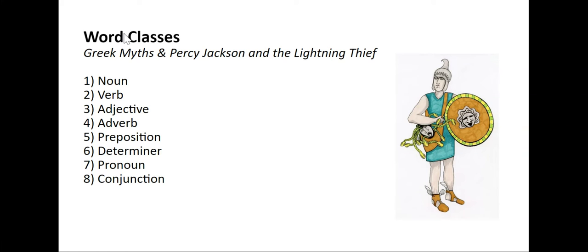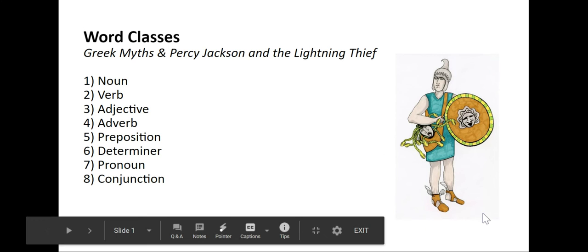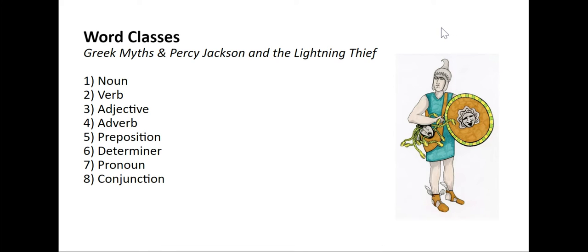Year 6. Today we're learning about word classes. Before we begin, take a look at the figure on the right side of the slide. Have a think which Greek mythological character this could be, and what clues are there that tell you who it is. I'd like you to pause now and have a guess. Well done if you said Perseus.